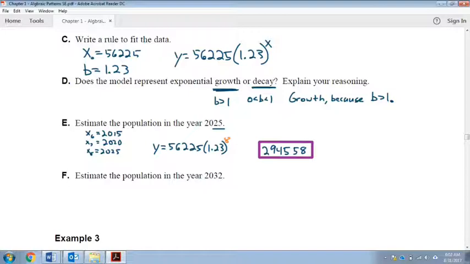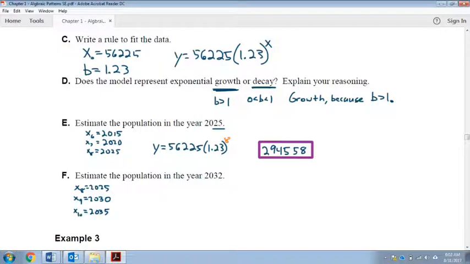Estimate the population for the year 2032. Alright, now here's the fun one. Now we're counting by 5s, right? So x of 8 was 2025, x of 9 is 2030, and x of 10 is 2035. So it's not 9, but it's not 10. It's between those two. Here's how we're going to calculate it.